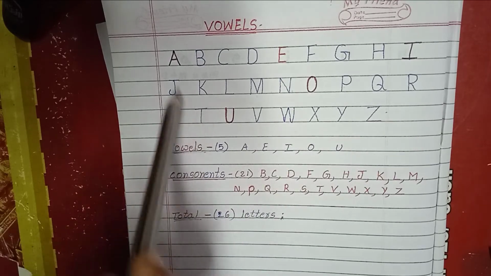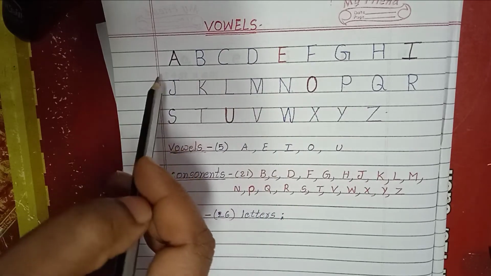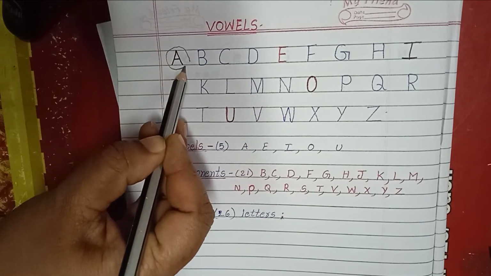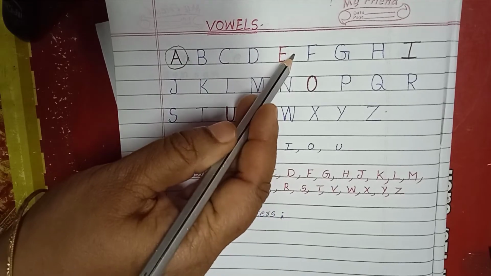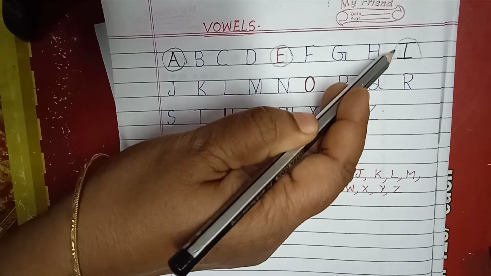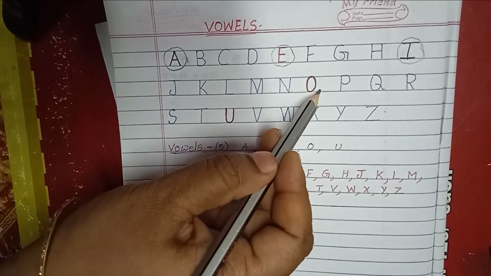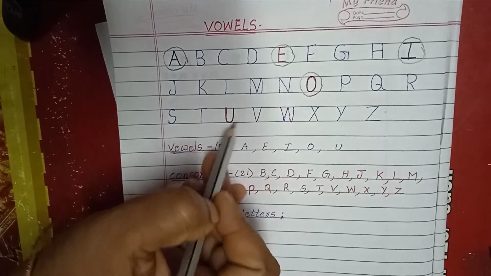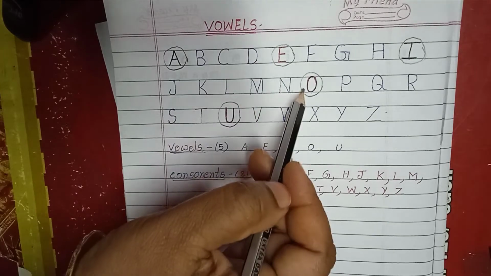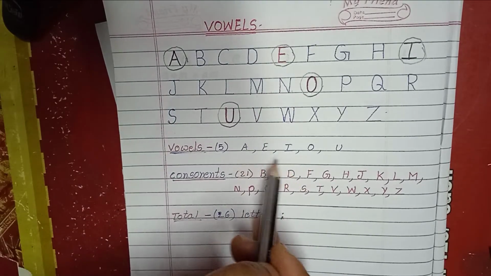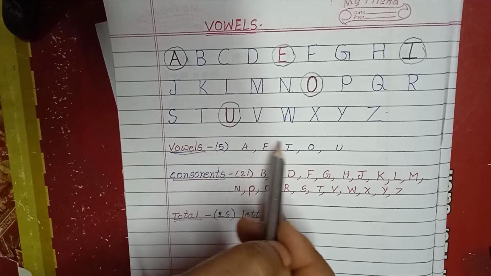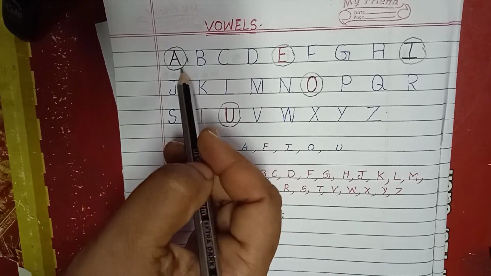Now we will see what vowels are. Read along with me. A, E, I, O, U. Very good. A, E, I, O, U. These are called vowels. What are these called? Vowels. And the other letters are there now.